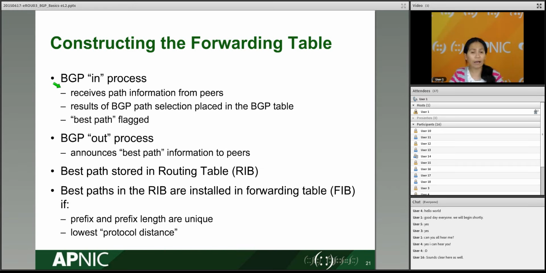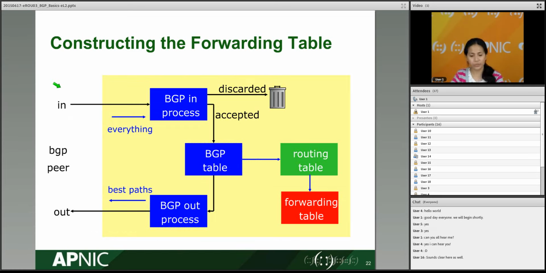It's a simplified version, of course. Now you have here a BGP in process. The BGP speaking router receives the path information from its peers. BGP does path selection process. I'll show you the list later on, like how it selects the best path and what to look for. So that's what we call the path selection process. Then based on that, it places it in the BGP table and flags it as the best path.